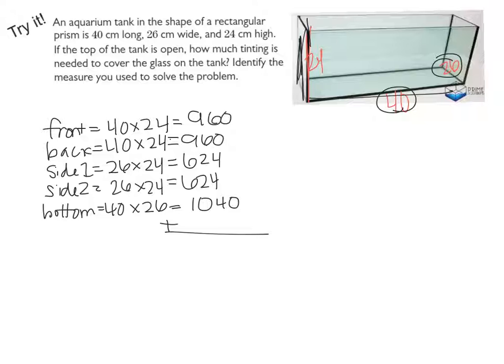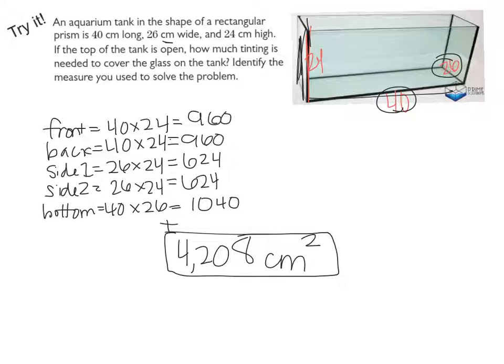So, I went ahead and I multiplied with my calculator, and I got these numbers here. 960, 960, 624, 624, and 1040. Now, once I have all of my sides, I just add them together, which I also use my calculator for. And I got 4,208. And now we're talking centimeters. And remember, surface area is squared. Okay, so that's how much you would need to cover, that's how much tinting you would need to cover all of the glass on this tank.